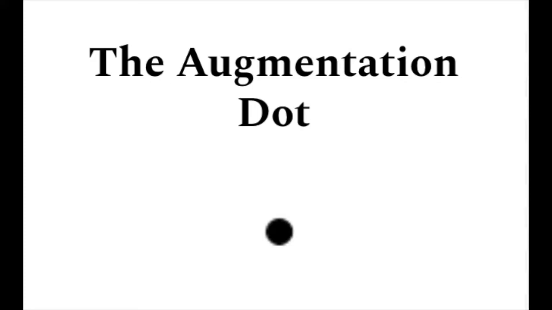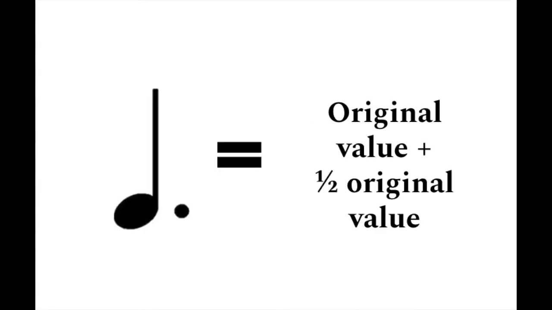But what if you want to create a note value that's in between the ones that are already given? This is where the augmentation dot comes in. The augmentation dot is represented by a dot right after the note, and when you see this, it means that the note value is increased by half of its original value. For example, a quarter note is comprised of 2 eighth notes. However, with a dotted quarter note, we need to increase it by half of its original value, which is 1 eighth note. So in total, a dotted quarter note is equal to 3 eighth notes.